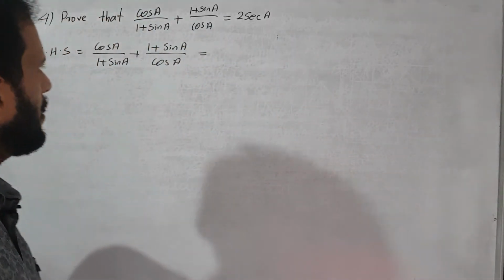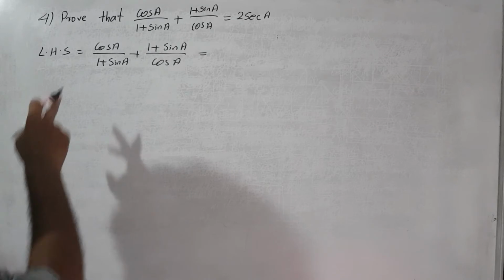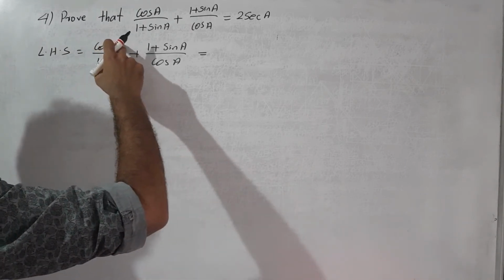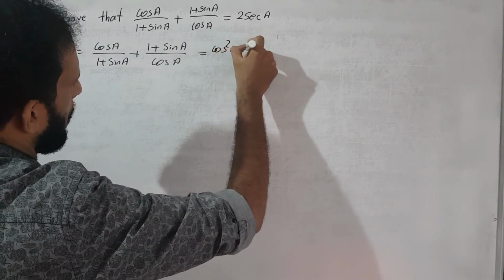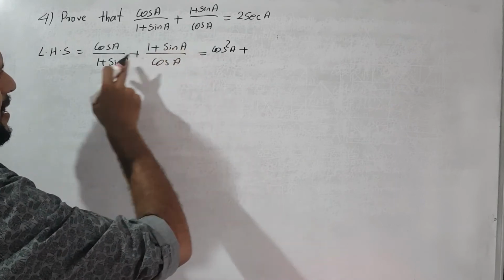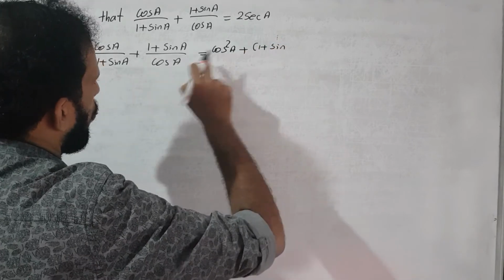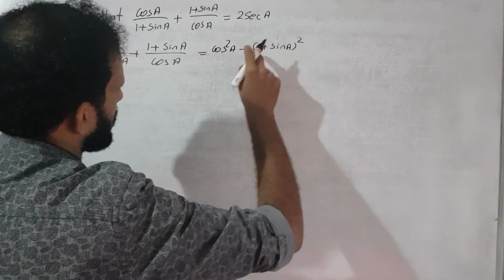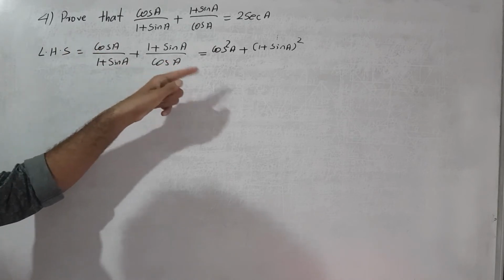So for getting that, what is the next idea? Both are given in terms of fraction, correct? Both are in terms of fraction. The next step for getting the square is cross multiplication. Okay, so we multiply cos A into cos A. The cos A into cos A is cos square A plus, the next one is 1 plus sin A into 1 plus sin A is 1 plus sin A whole square, not 1 plus sin square A, 1 plus sin A whole square, because there are two terms. This one is a single term cos, so cos A into cos A is cos square A.